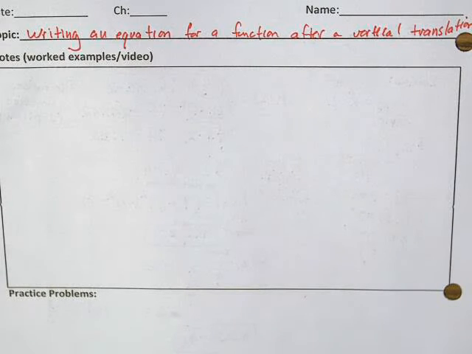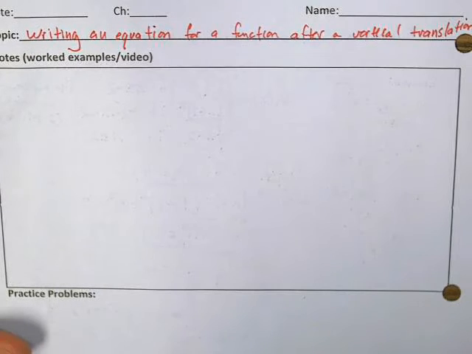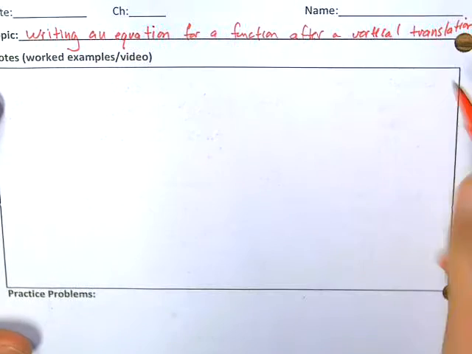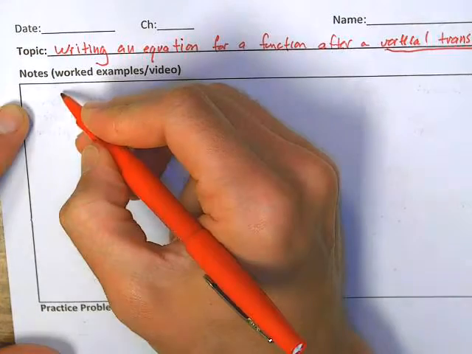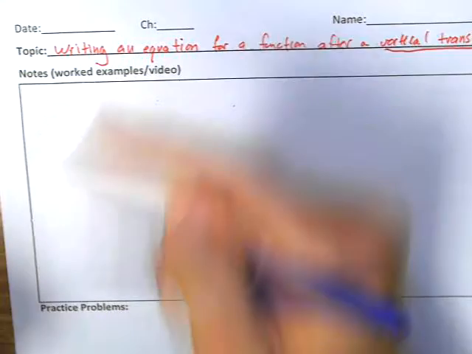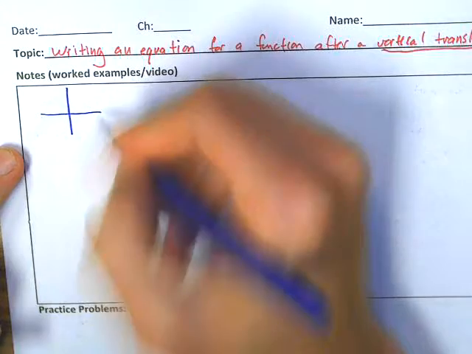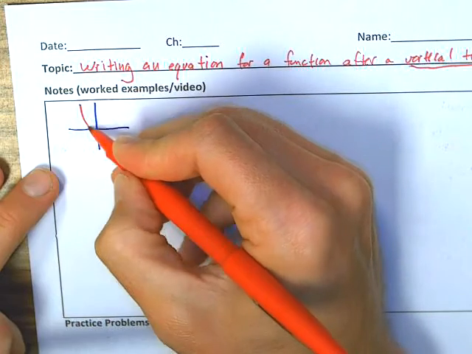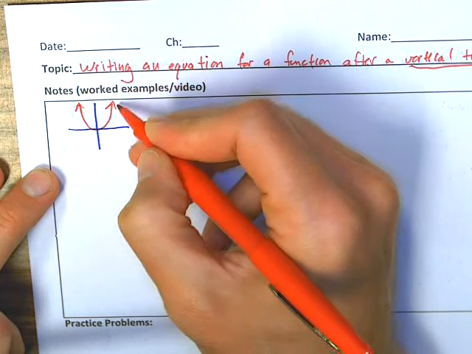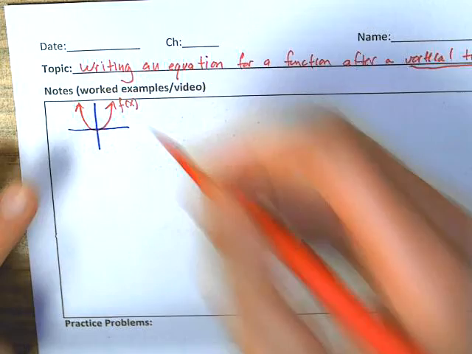Okay, in this video, we're going to look at how we can write an equation of a function after a vertical translation. So let's talk about what it means that we're doing this thing called a vertical translation. Well, let's just say we have a graph, and on our graph, we have a function. Let's say it's a parabola.